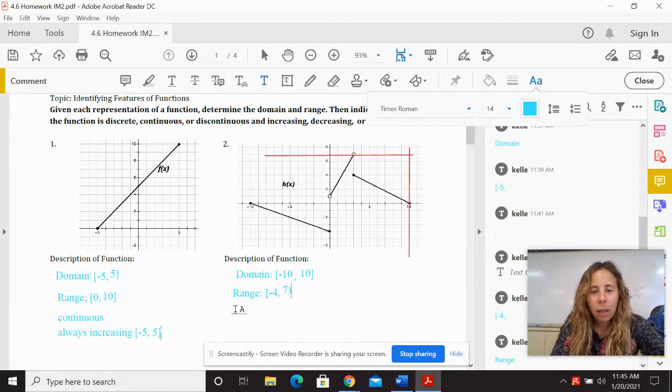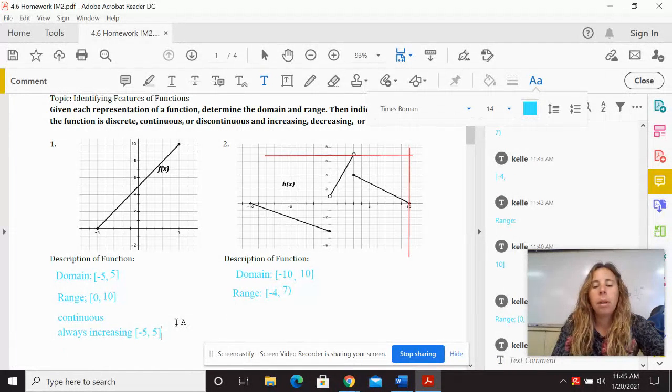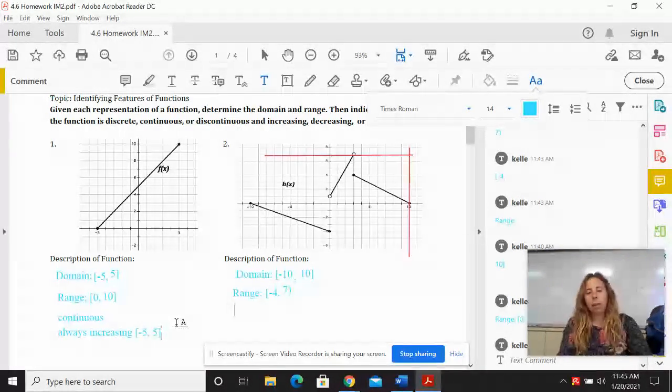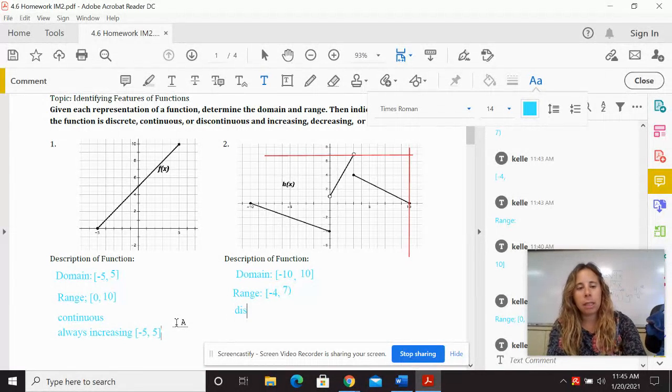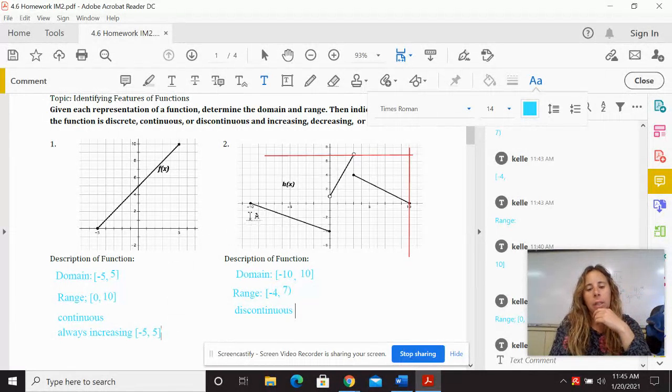Then, what do we do? Oh, is this graph continuous? Can you draw this graph without ever picking up your pencil? No. There are breaks in the graph. So this is discontinuous. Discrete would just be points. There would not be any lines drawn in at all. So this is discontinuous.